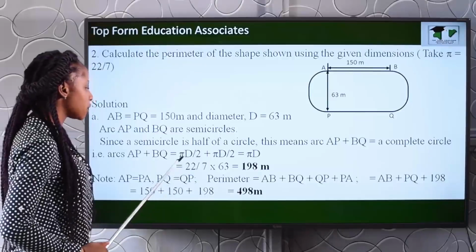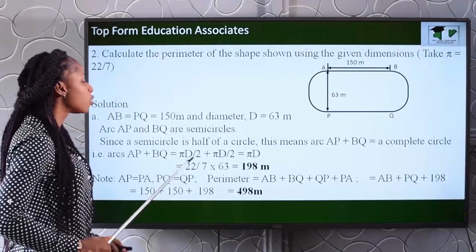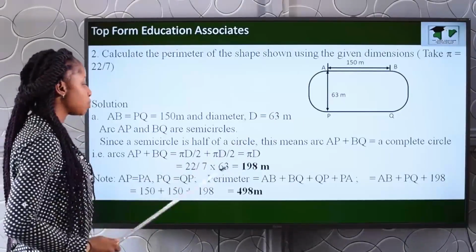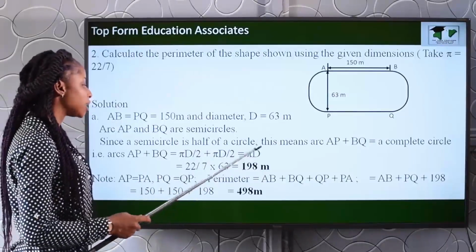get the formula first. The formula for a complete circle is pi d. Since it's a semicircle, we divide by 2. So we say pi d over 2 for AP and pi d over 2 for BQ. When we add them together, we get pi d.